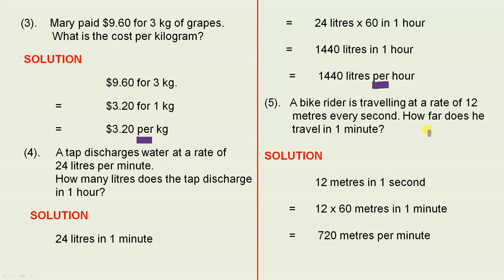And finally, a bike rider is travelling at a rate of 12 metres every second. How far does he travel in 1 minute? The solution, we have 12 metres in 1 second. So to find out how far he travels in a minute, multiply each of those by 60. So there's 12 by 60 metres, so 1 second by 60 gives you 1 minute. So that's 720 metres per minute.